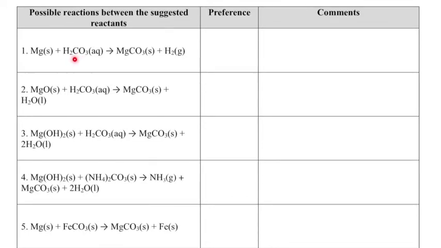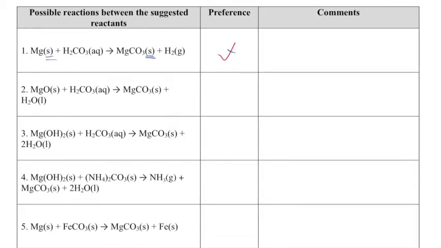It's similar to the reaction between calcium and sulfuric acid. So in this way, it's really hard for us to separate the magnesium carbonate from the unreacted magnesium. Although there is a reaction, so I could put a tick, due to the fact that I cannot easily separate the product from the reactant, I will put a cross for that one. That's the first reason.